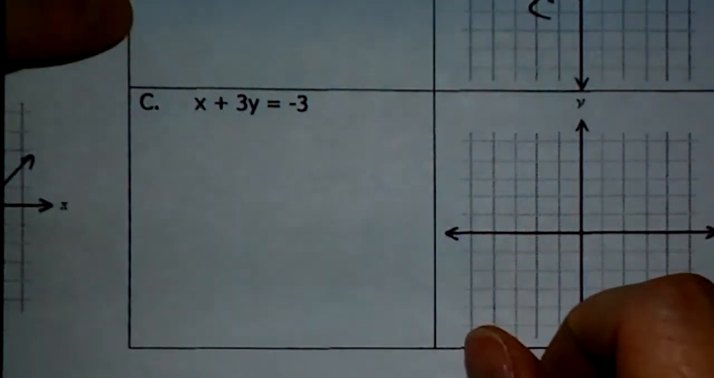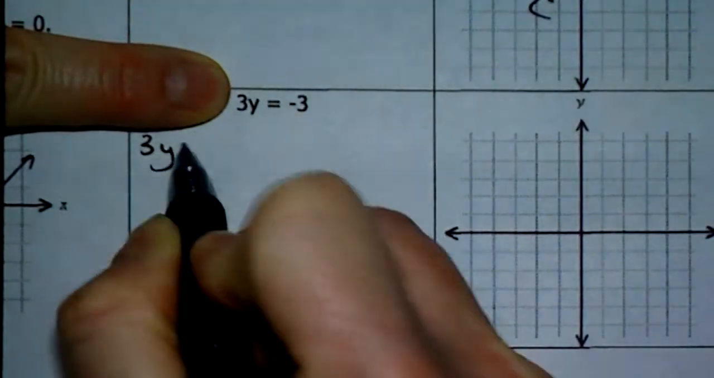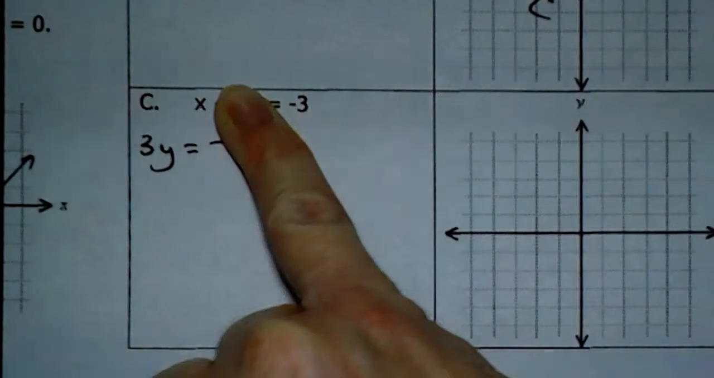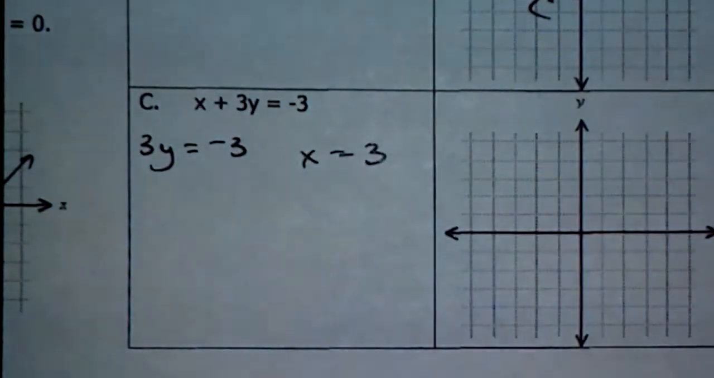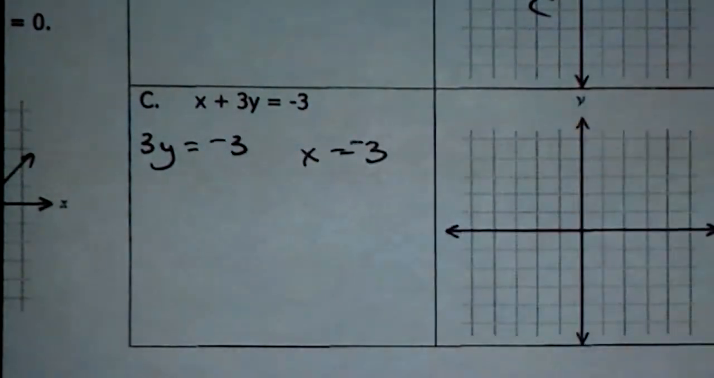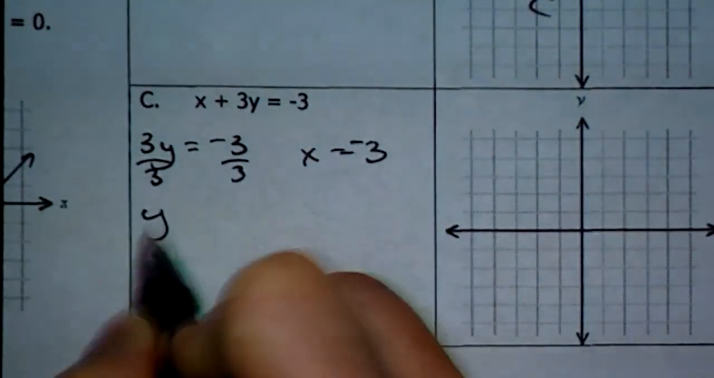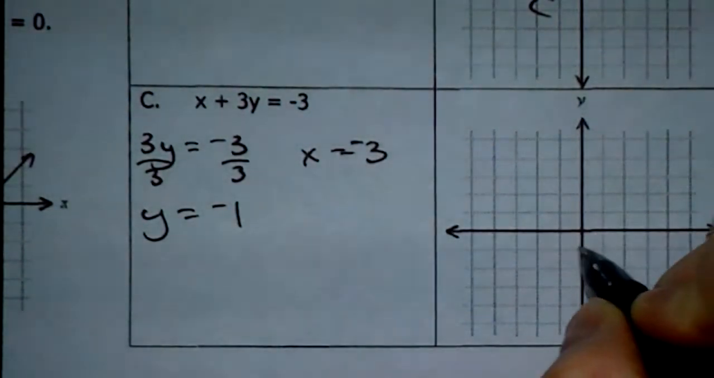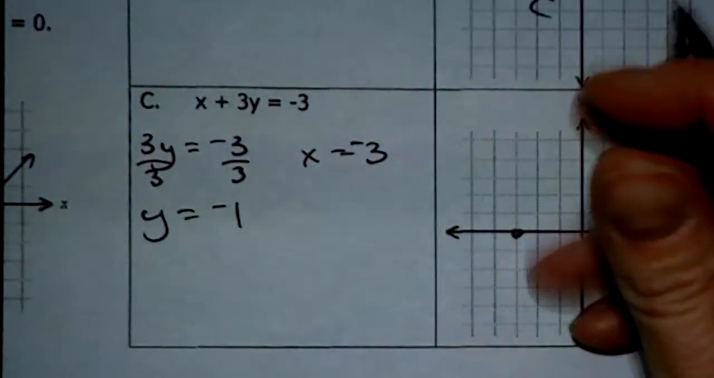Alright, if I'm trying to find my y-intercept, I'm going to cover up the x because it's 0. So the y-intercept would be 3y equals negative 3. To find my x-intercept, I plug in 0 for the y, so I'm just left with x equals negative 3. Well, that's nice. The x-intercept is all set. Help if I put the negative sign. So for y, just divide by 3. The y-intercept is negative 1. The x-intercept is negative 3. So there's my y. There's my x. Grab my ruler.